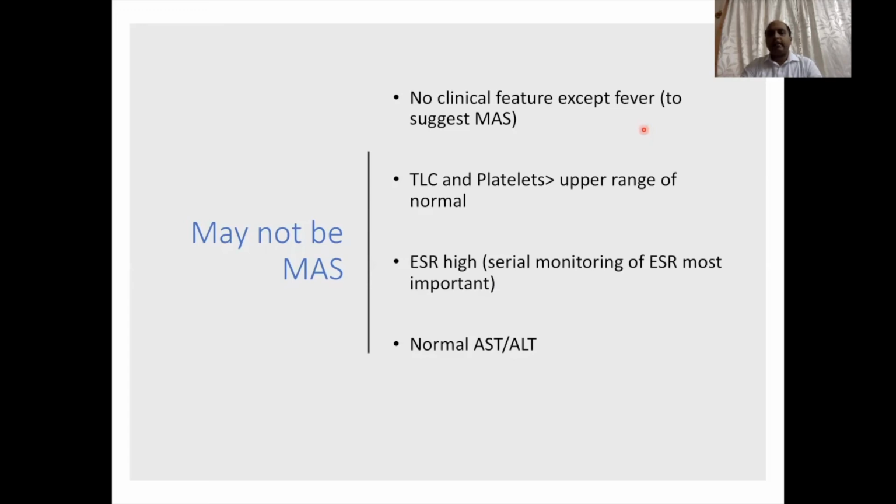ESR will be low in macrophage activation syndrome, because of hypofibrinogenemia. So serial monitoring of ESR is important and easy to do. If ESR is high and persistently increasing in trend, it may not be a case of macrophage activation syndrome. And because they invariably also have transaminitis, if the patient has a normal liver function test, the chances of macrophage activation syndrome are less. So a normal CRP level, normal TLC or platelet count, high ESR, and normal AST-ALT may not be a case of macrophage activation syndrome.